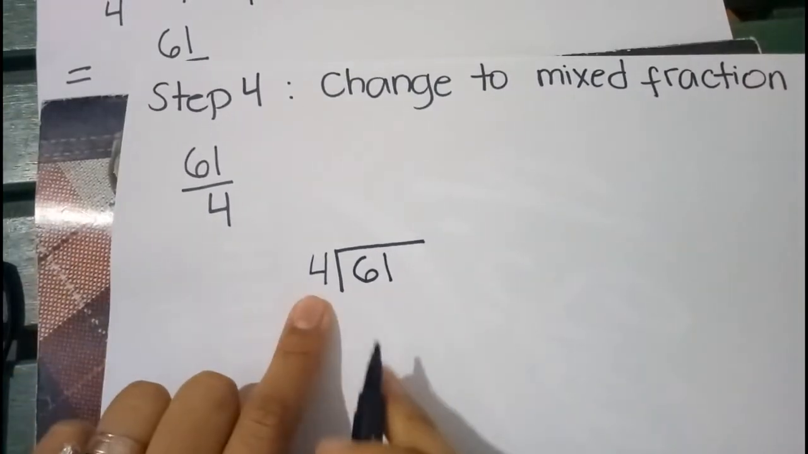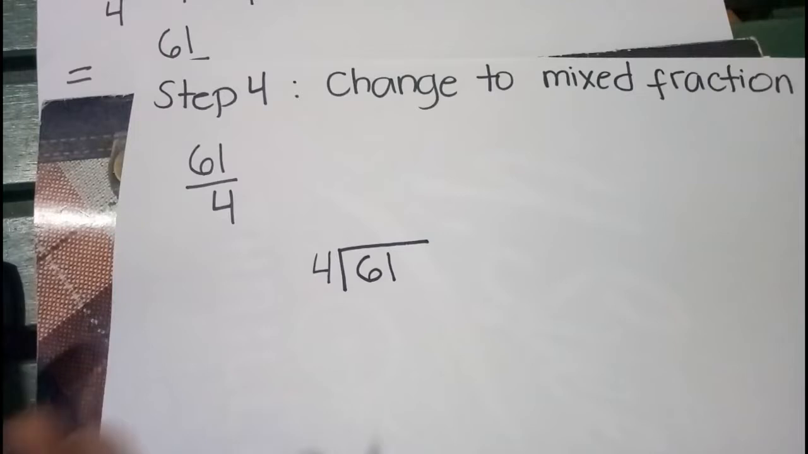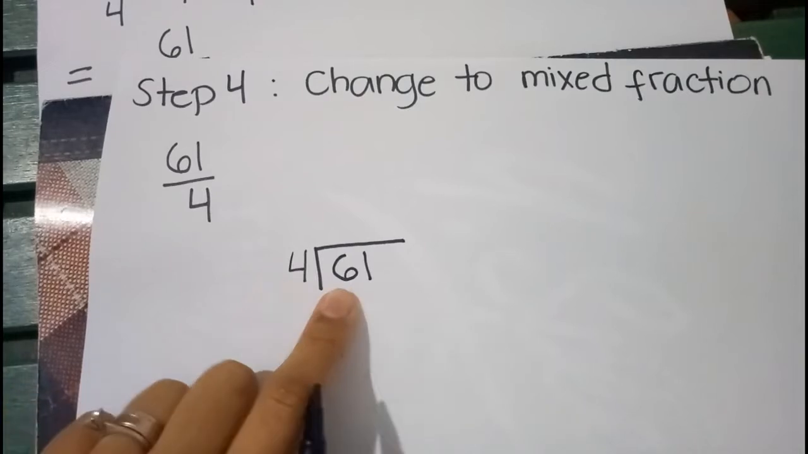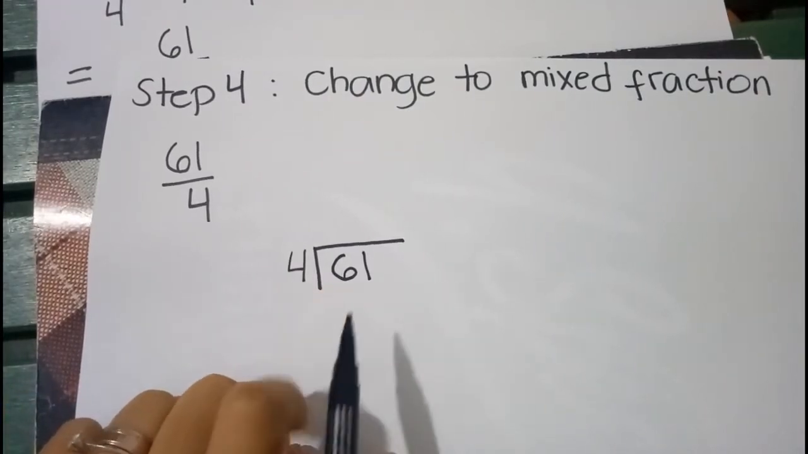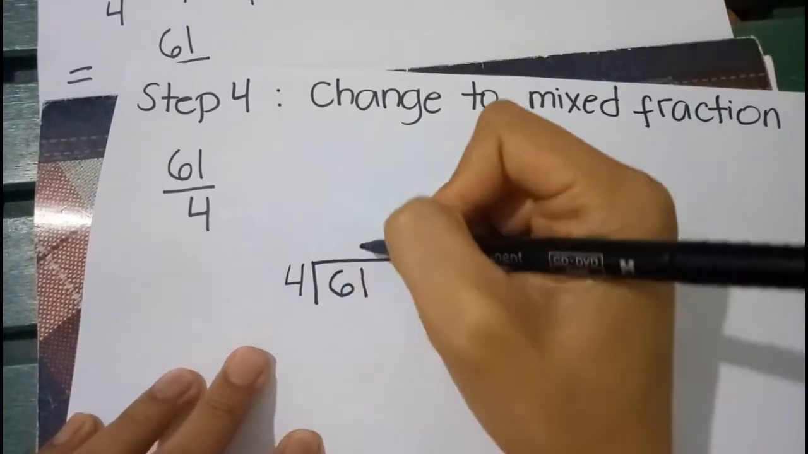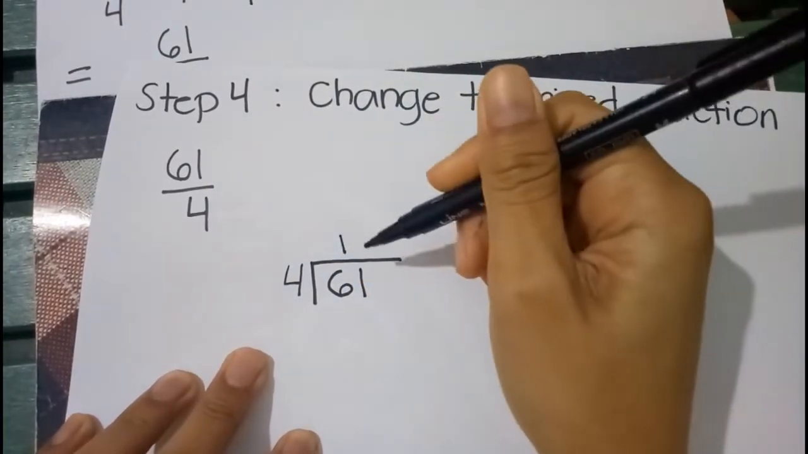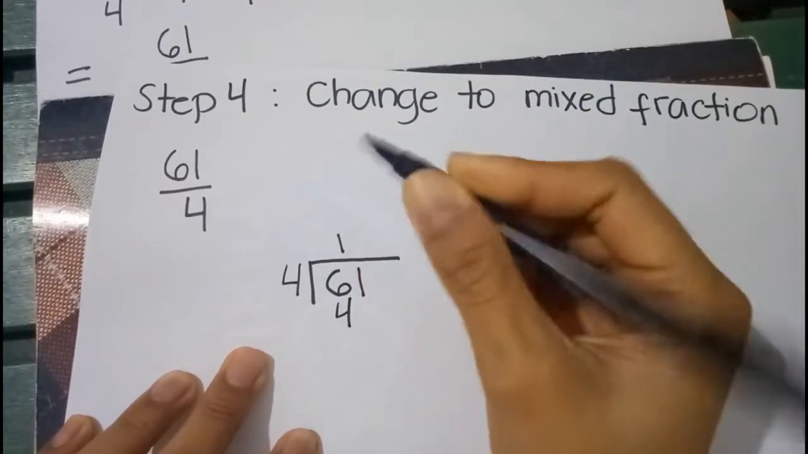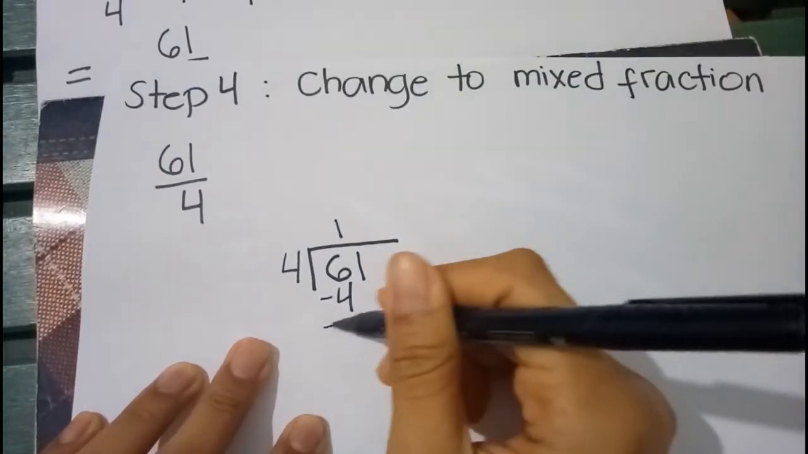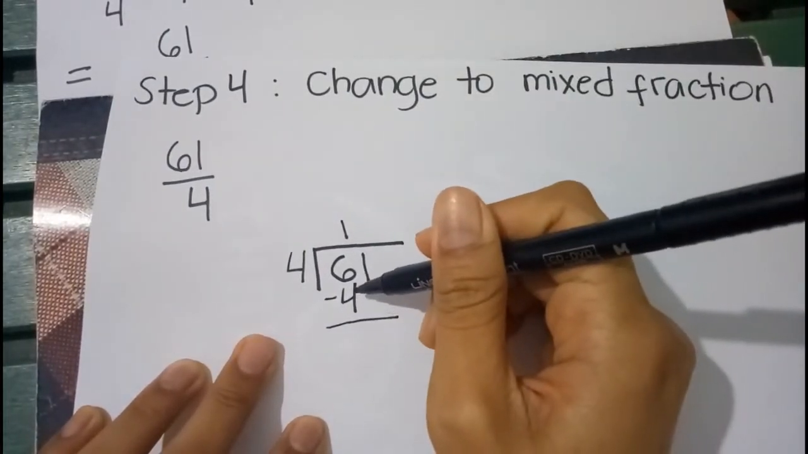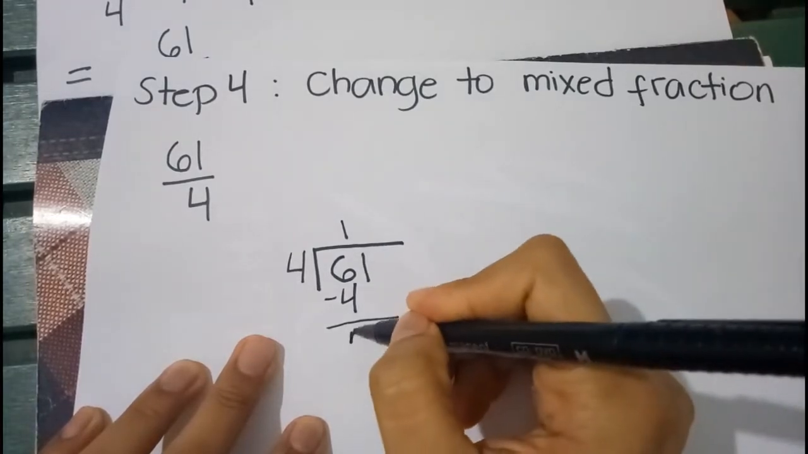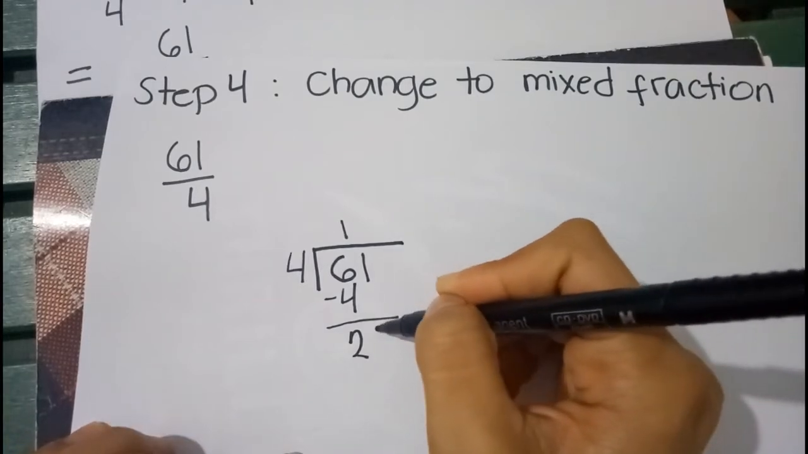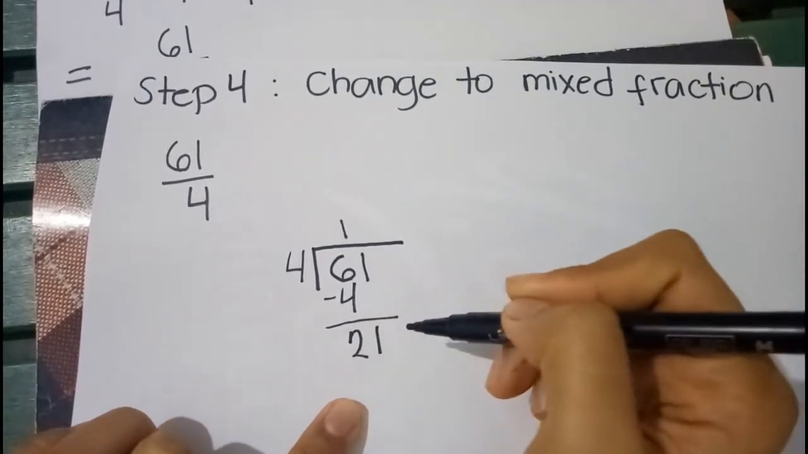Now you do the regular, basic, usual division process. So you check 4 and 6 here. How many 4s are inside 6? There's 1, so you put 1 on top of 6. Now you multiply 1 times 4 equals 4, and then you take away 6 minus 4. The answer is 2, and then you still have 1 here, so you bring it down here. So we have 21 now.